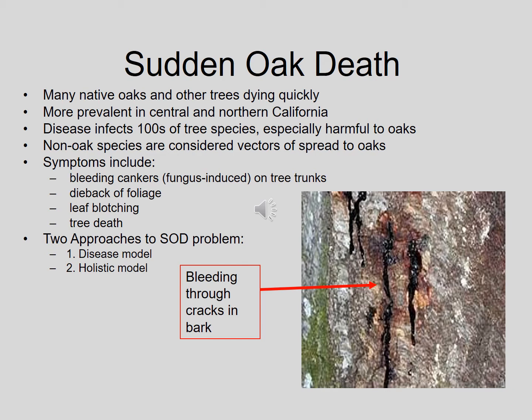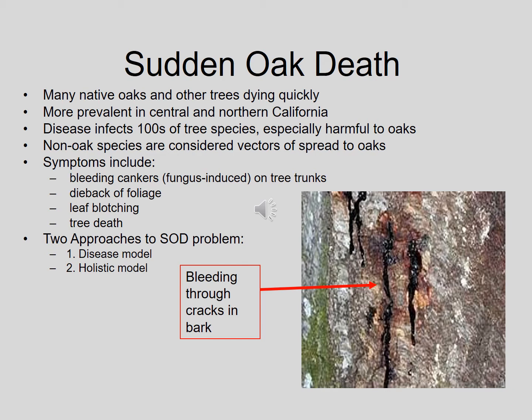And there's two approaches to solving this sudden oak death problem. One is the disease model, and the second is the holistic model, which is much less popular. You can draw an easy analogy between how we take care of our trees and animals and the environment and how we take care of ourselves as humans. There's the disease model for both humans and for, in this case, trees.